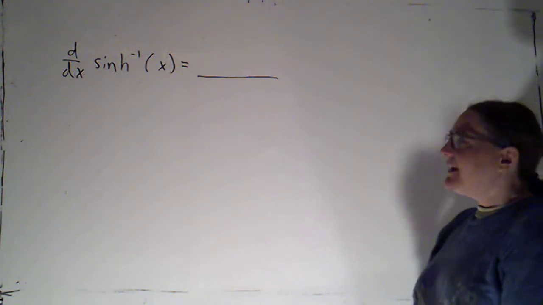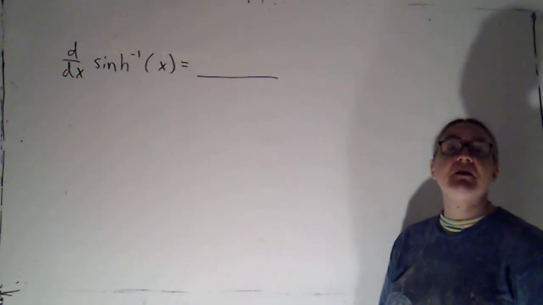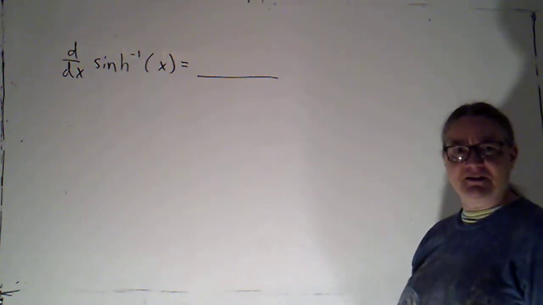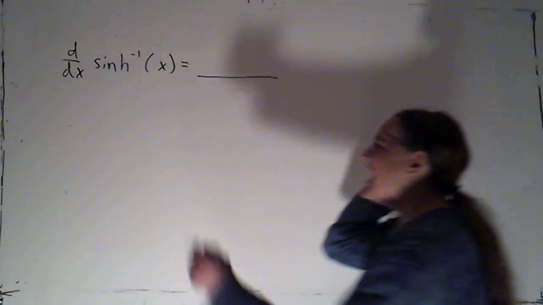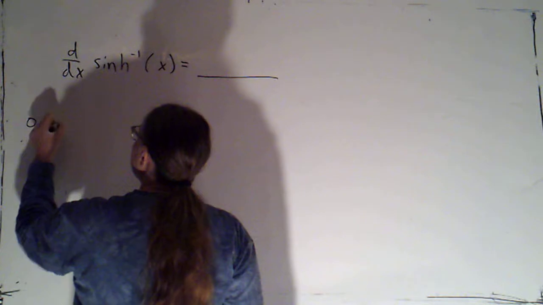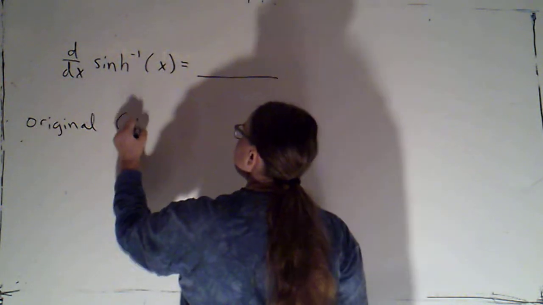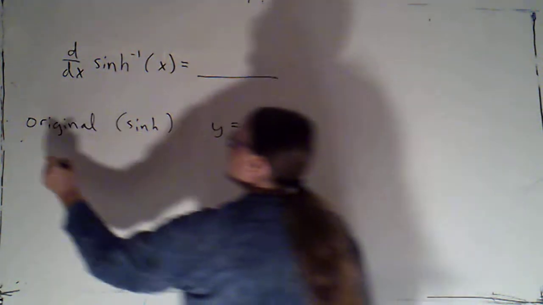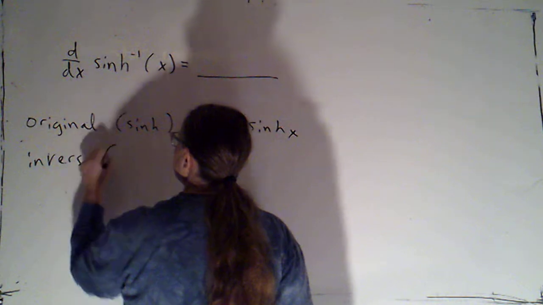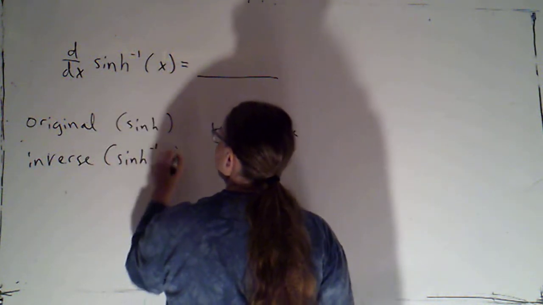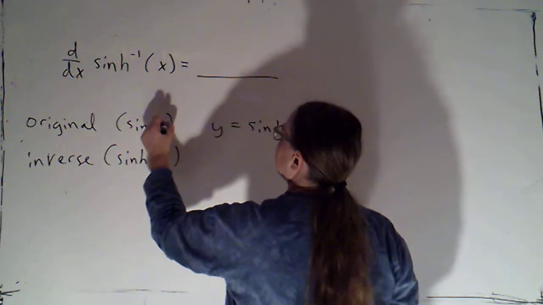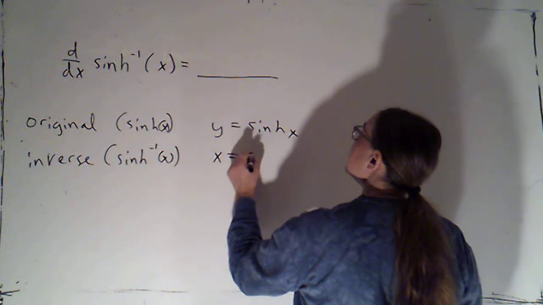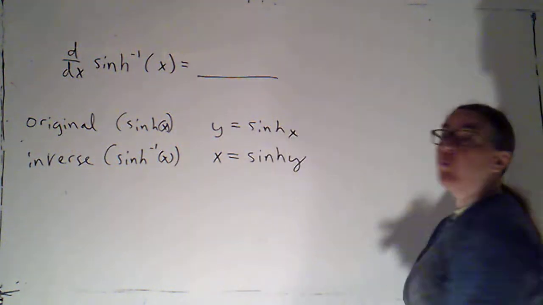So this is actually a breath of fresh air. This is basically going to be review of something that we've done before, which is kind of strange in this section because it feels so new. Okay, so what I would say is the original function, sinh, is y equals sinh x. So that means that the inverse function, sinh inverse, and I suppose we should write in the argument of x, means that x is equal to sinh of y.